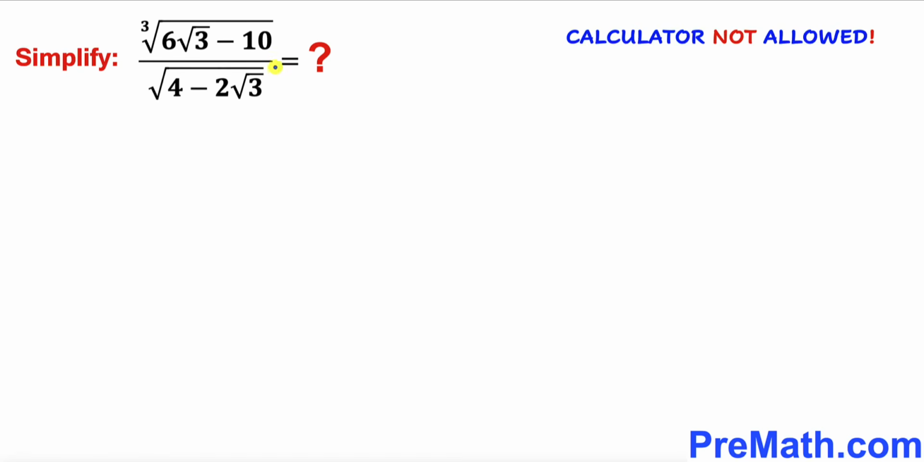Welcome to PreMath. In this video, we are going to simplify this given rational expression that also contains this radical with a cube root and this radical with the square root. And here's our expression, the cube root of 6 times the square root of 3 minus 10, all over the square root of 4 minus 2 times the square root of 3. And now we are going to simplify this expression, and please bear in mind we are not supposed to be using calculators of any kind.